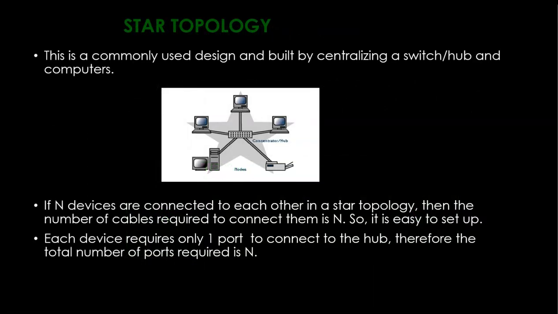Now we have star topology. This is a commonly used design built by centralizing a switch or a hub and computers. If n number of devices are connected to each other in a star topology, then the number of cables required to connect them is n. So it is easy to set up. Each device requires only one port to connect to the hub. Therefore, the total number of ports required is n.